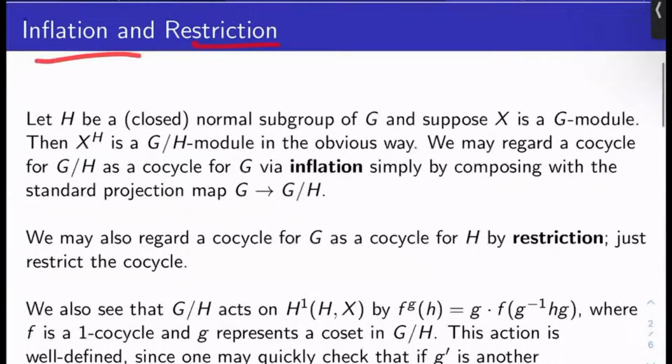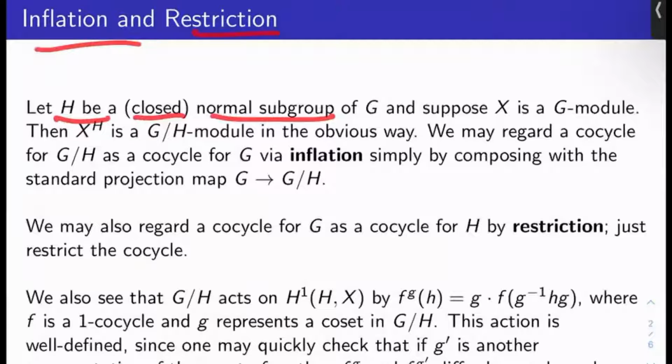So let's let H be a closed normal subgroup of our group G, and let's suppose X is a G module. Okay, so G is just acting on X here. And we can see then that X to the H, so the stuff in X fixed by H, is a G mod H module in the obvious way. Okay, so definitely G mod H acts on the stuff in X fixed by H.